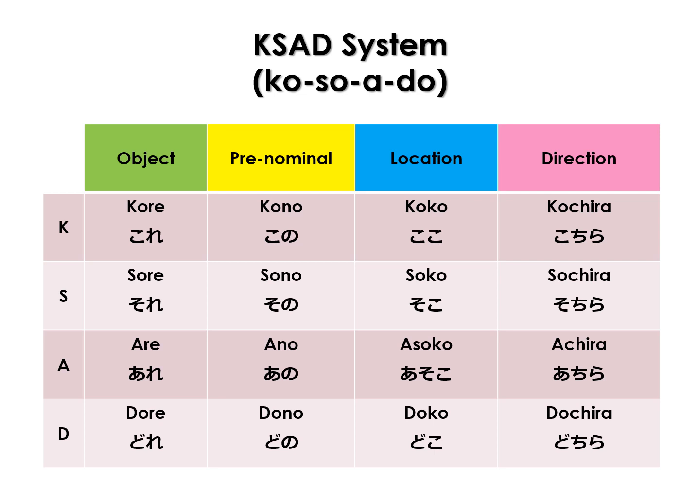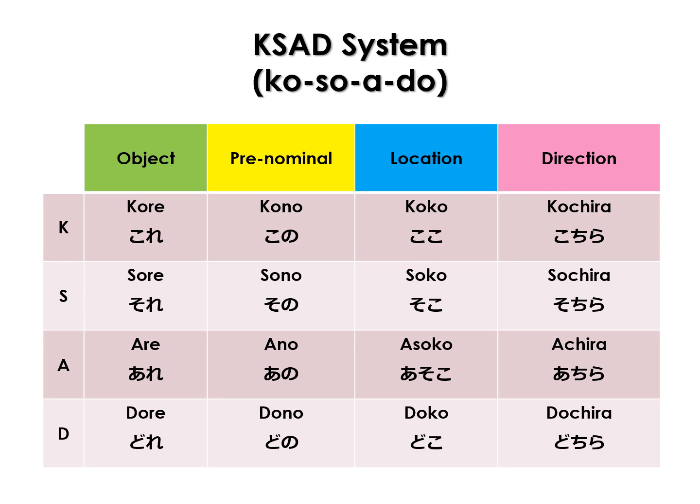The yellow column labeled prenominal are pronouns to use when the pronoun is directly followed by a noun. For example, the word for book is hon. To say this book, I'd say kono hon. That book close to you, sono hon. And that book over there, far from both of us, ano hon. And to ask which book, dono hon.